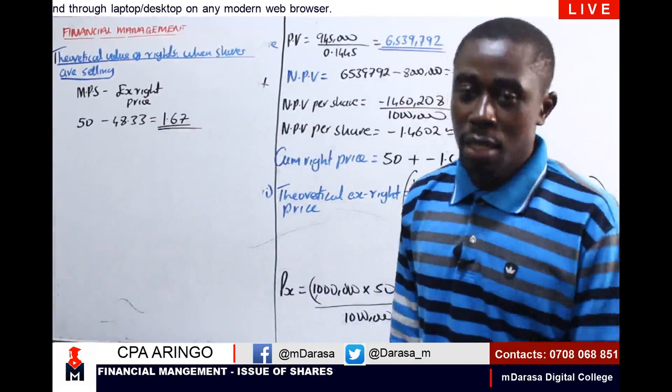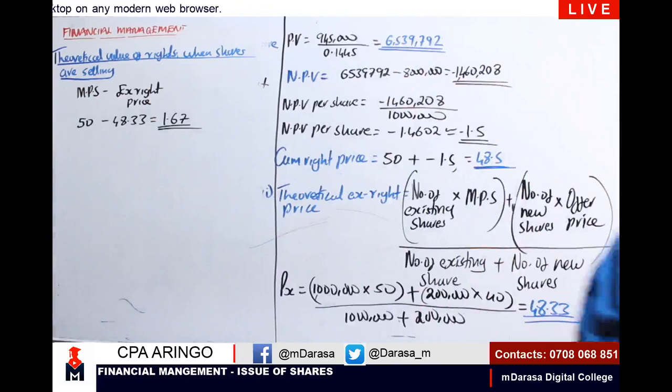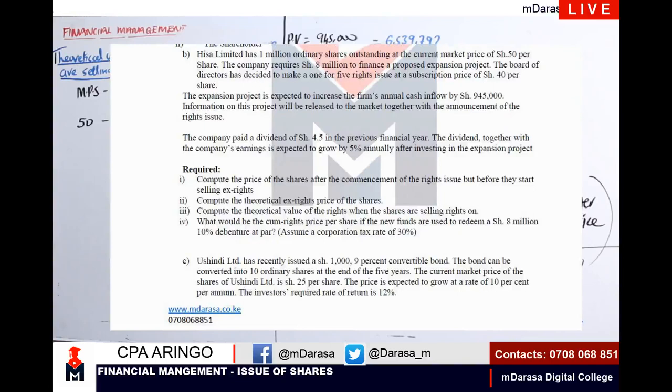Okay, proceed to the last part of the question. This question is quite okay. Last question: what would be the cum-rights price per share if the new funds are used to redeem 8 million 10% debentures at par?